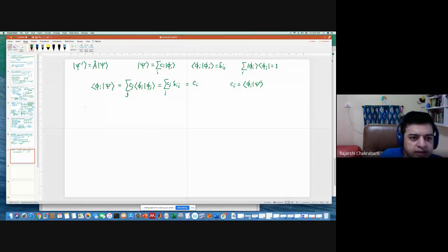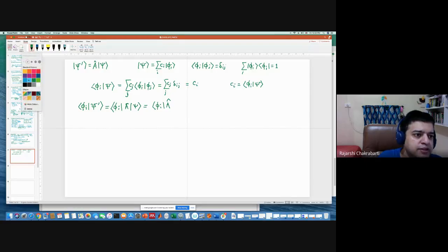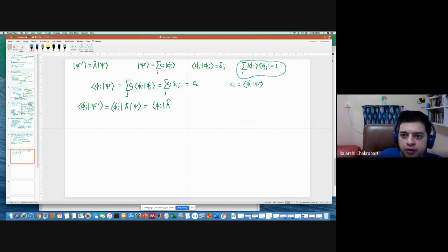And now let us do something else. I take a scalar product of phi i, not with psi, but with psi prime. Psi prime is given here. So what is the answer? This is nothing but phi i, and psi prime is A operating on psi, so it is phi i A psi. Before I do that, I am making use of this quantity. It's called resolution of identity. It's very useful. If you have a complete basis set, then you have this. This is 1, so I can introduce it here, because it is nothing but 1.